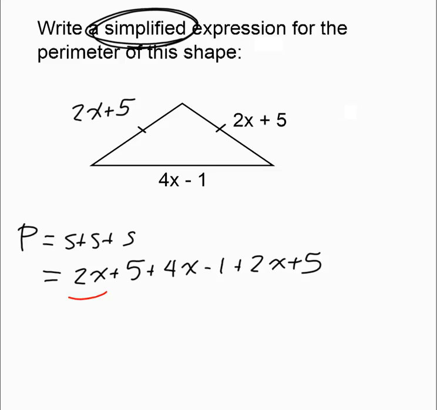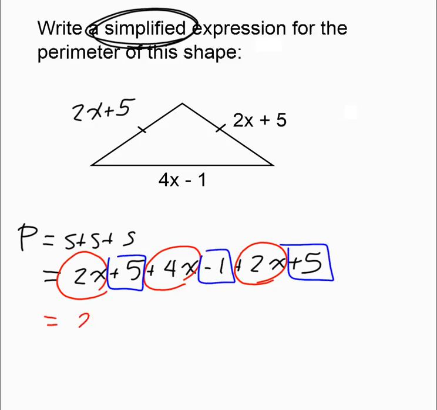So now I'm going to collect my like terms, put my x's together, and I'm going to put my constants together. And then I simplify. So 2x's plus 4x's plus 2x's is 8x. And 5 minus 1 plus 5 is positive 9. That would be my final answer for a simplified expression for a perimeter.